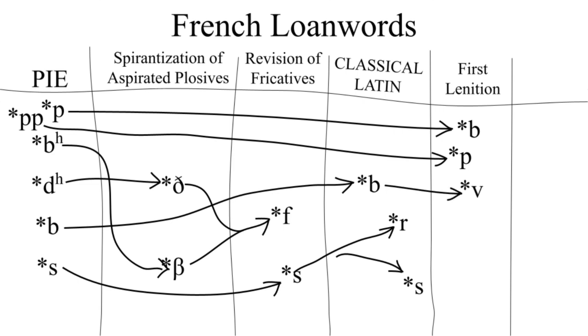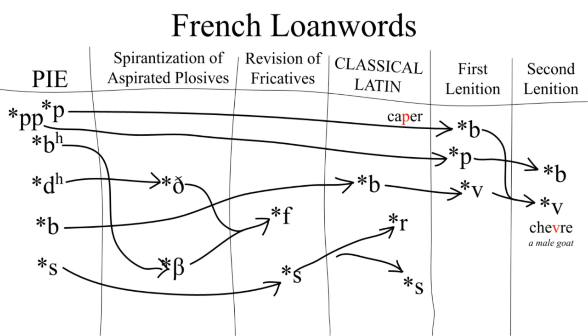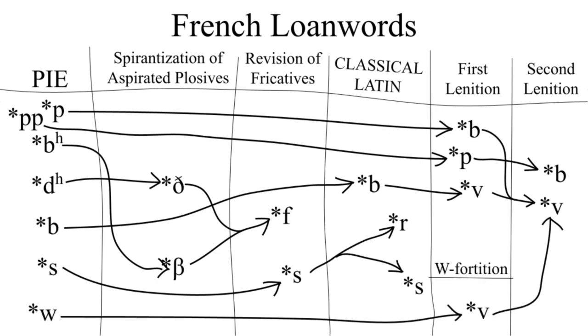Well, they became the, and instead of floundering around as the, it skipped straight to ya. And then number four, that happened again. So we ended up with chèvre, derived from caper. Now, French borrowed a lot of words directly from Latin, so they ended up with pupitre from pulpitum, and we can't forget to mention number five, W turned into V.